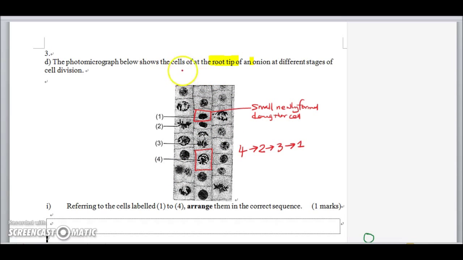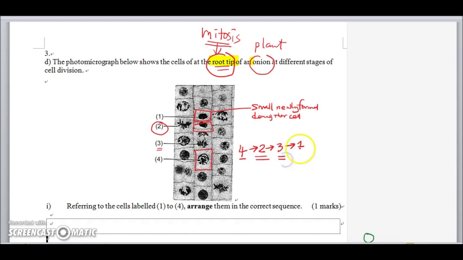Part D, it talks about a micrograph showing the root tip. Remember the root tip of onion. It is a plant, and at the root tip, only mitosis occurs. So be careful, only mitosis occurs at the root tip of a plant. And when you compare the different cells, when you compare 1 and 4, note the difference in size. Cell number 1 is much smaller, and it goes to the same size as this one. So they are newly formed daughter cells, and therefore they are the end of the cell division. So we place number 4 as the first one, and then the division followed by 2. So here, and then it goes to 3, the chromosomes separated, and lastly it forms 2 daughter cells. So the sequence is 4, 2, 3, 1.